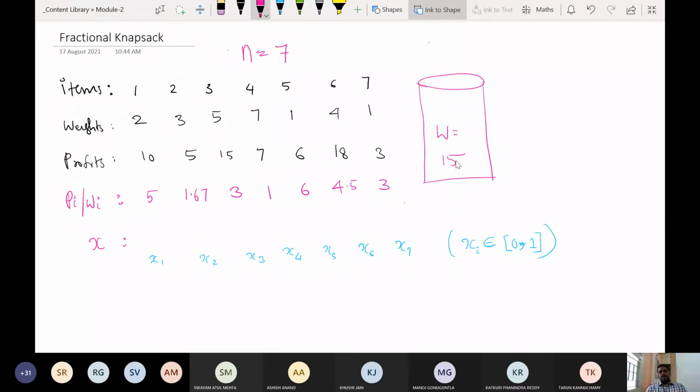It is W equal to 15 kilogram, and this container is actually known as the knapsack. So that is what the knapsack problem is. This can be a container just like a lorry or a truck, and it is the capacity of the truck. You can imagine it in any manner. Or this is just a bag, and this is the capacity of the bag, like that.